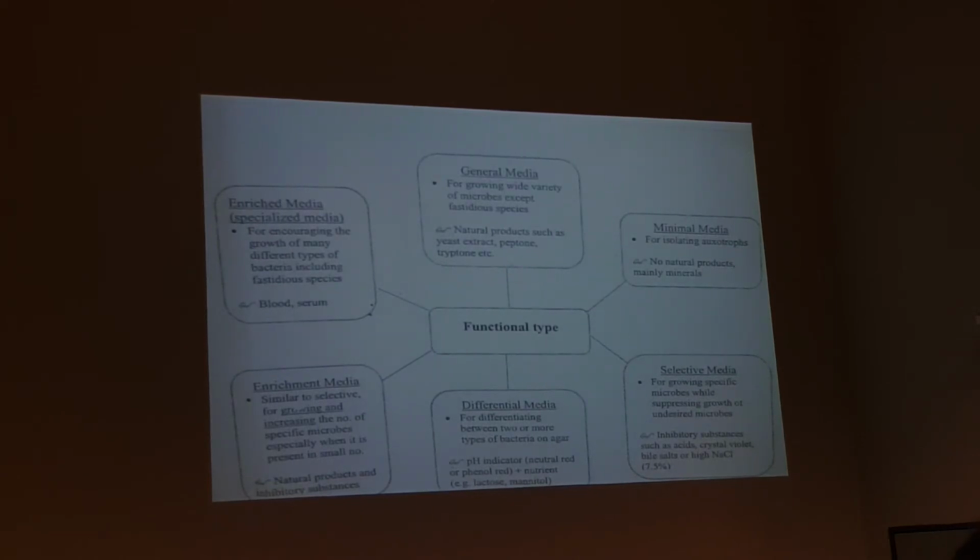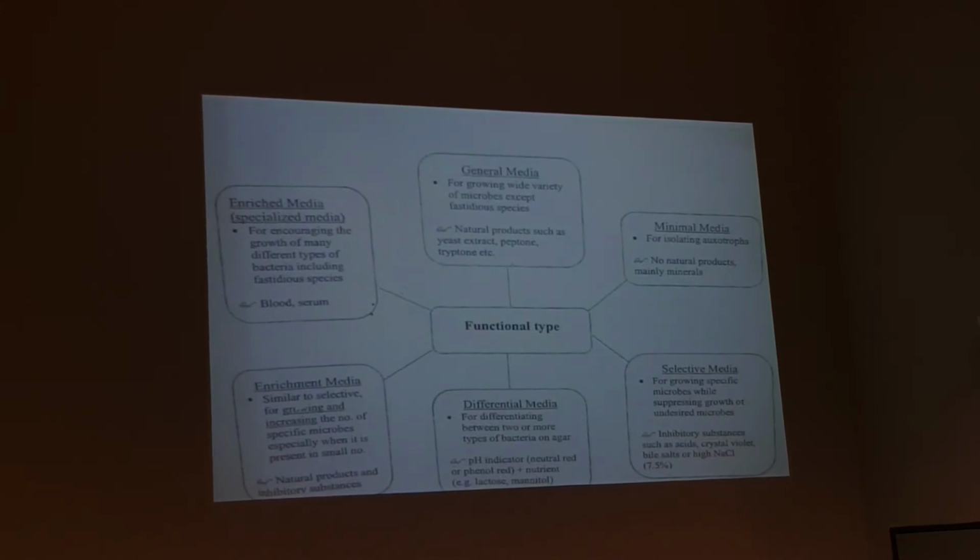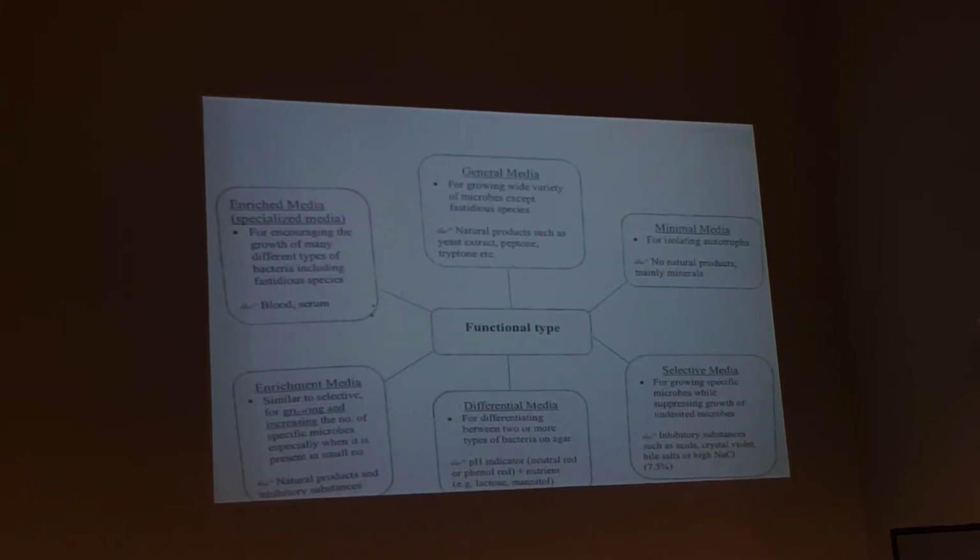Can someone tell me, is crystal violet a pH indicator? No, crystal violet is not. Crystal violet is inhibitory, so don't mix them up. A pH indicator will change the color of the colonies if, after fermentation of nutrients like lactose or mannitol, acid is produced and it causes a change in color of the pH indicator.